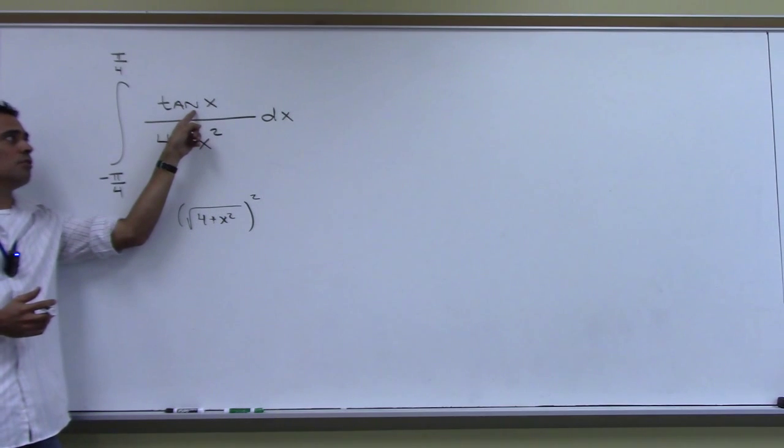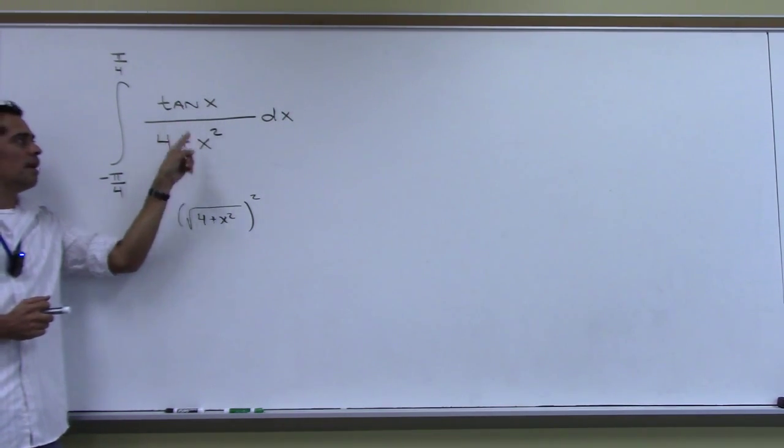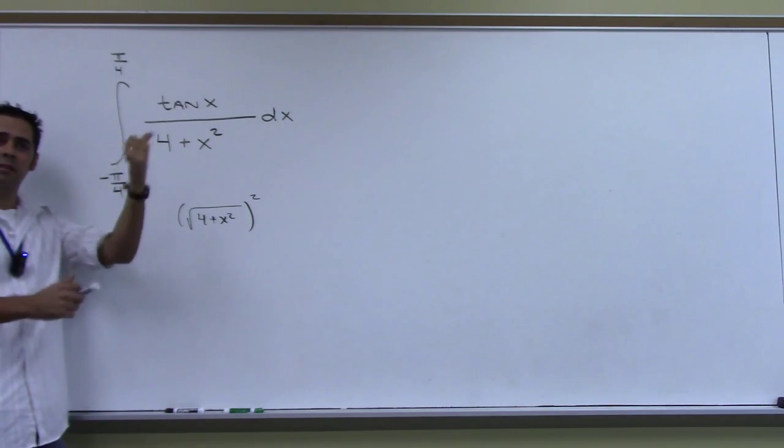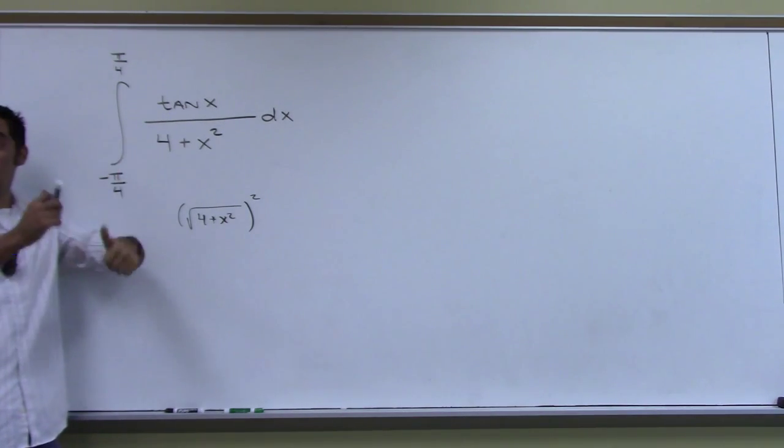If you choose that for u, what's the derivative? Secant squared. And then this would have to be your dv, which is 1 over that, which when you integrate would be what? Arctan?